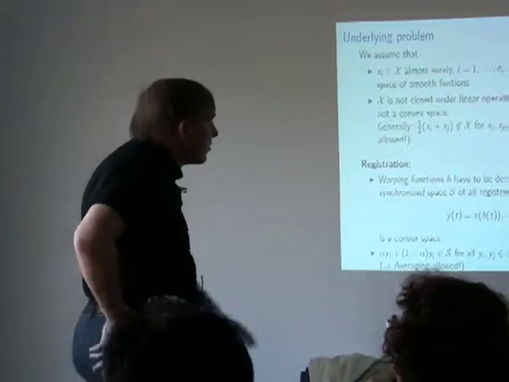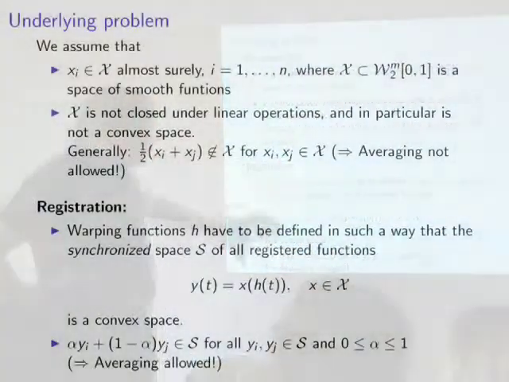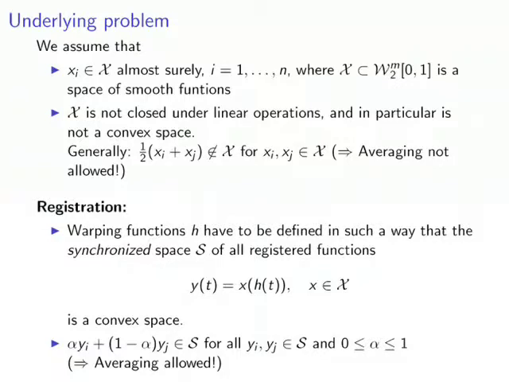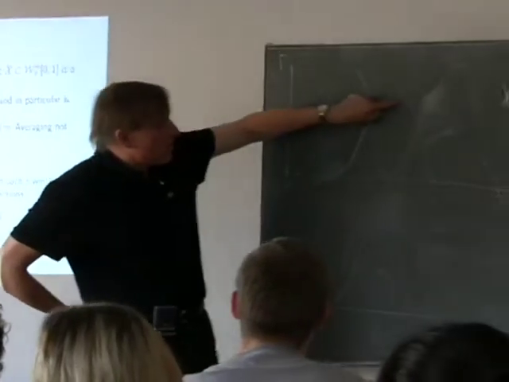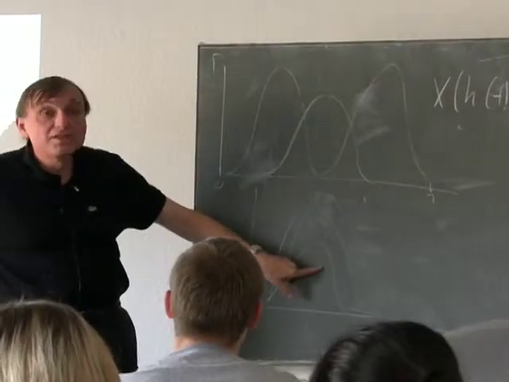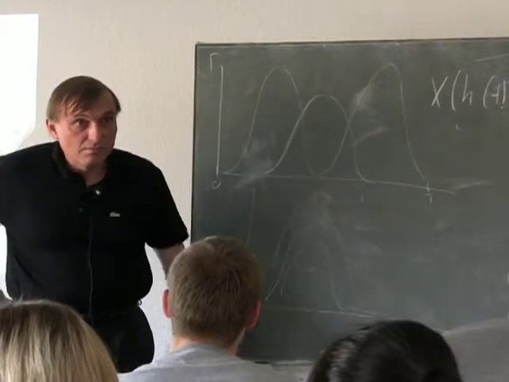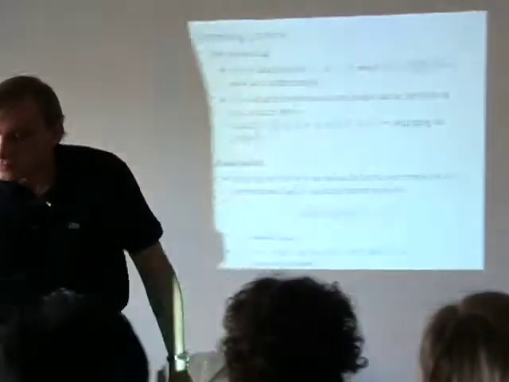And so, in this space, if it is a convex space, then you may consider averages and also functional principal components. So that's a big difference. If these peaks are not aligned, it's not a convex space. With peaks aligned, yes.